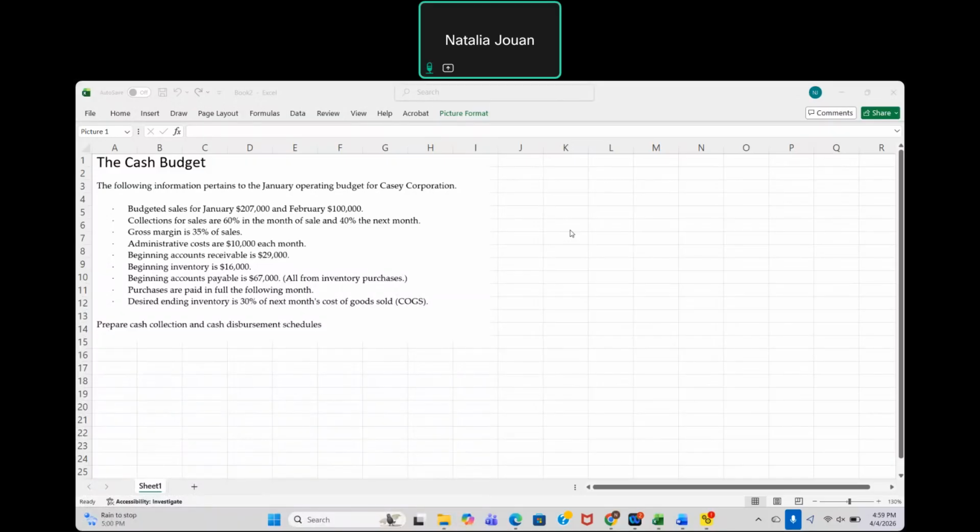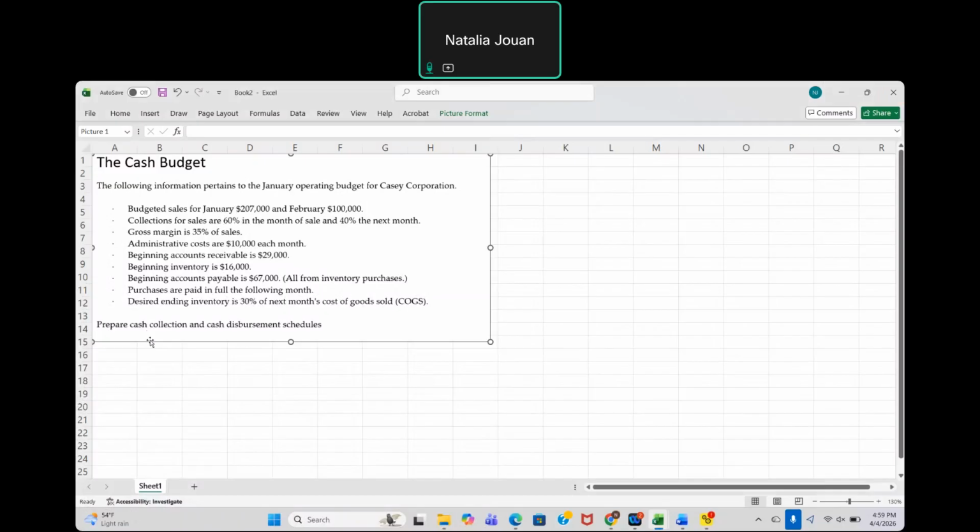Hello, everyone. We're going to be solving a problem in chapter 6, budgeting, specifically cash budget. This is the problem in your handout. So we're going to start with the month of January, and then we're going to move on to February. We have 2 months. So this is a cash budget. We have information for January, information for February. So let's start with January.